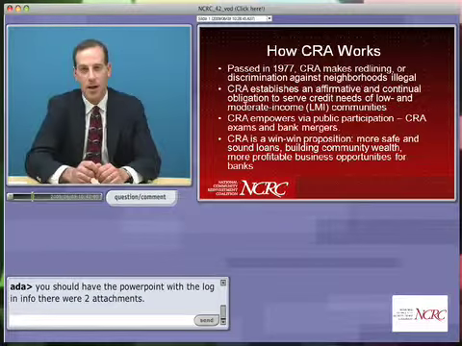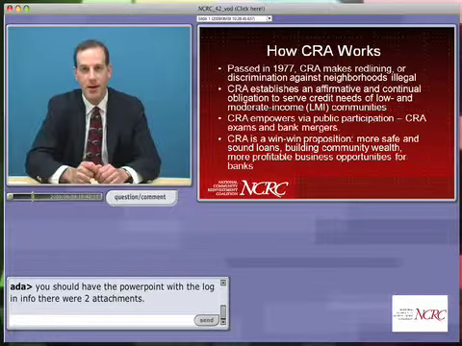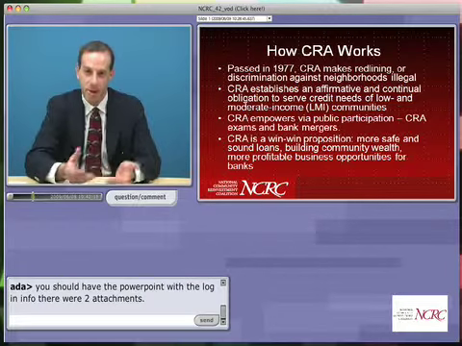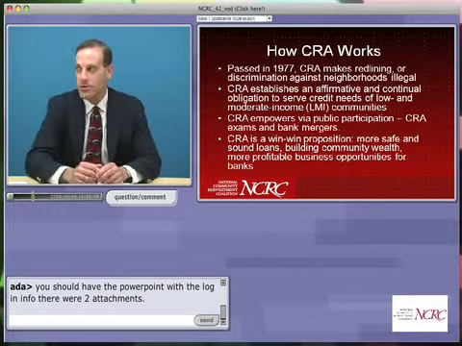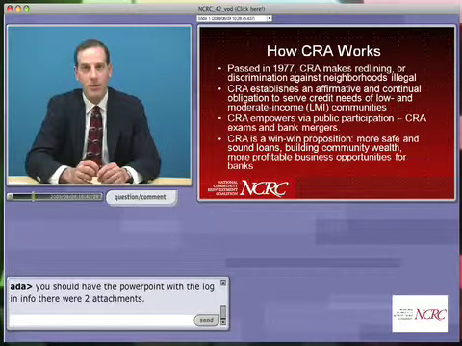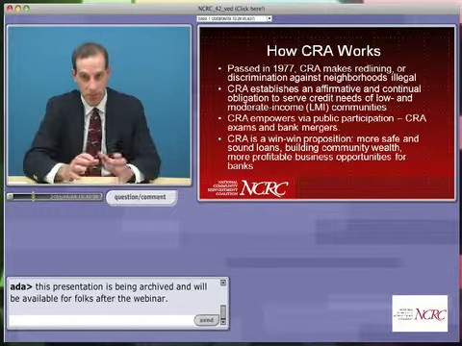Well, Congress was prodded by some very effective advocacy groups in the 1970s to address this. And so Congress passed the Community Reinvestment Act in 1977. And CRA says, first of all, that this type of discrimination is illegal. And second of all, institutions have an affirmative and continuing obligation to serve the credit needs of communities consistent with safety and soundness.